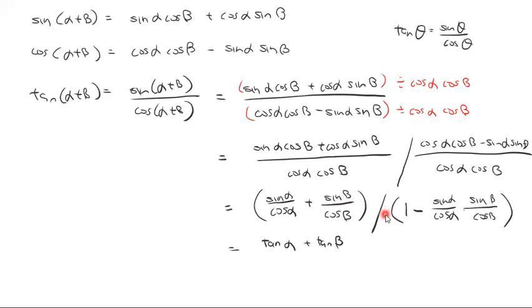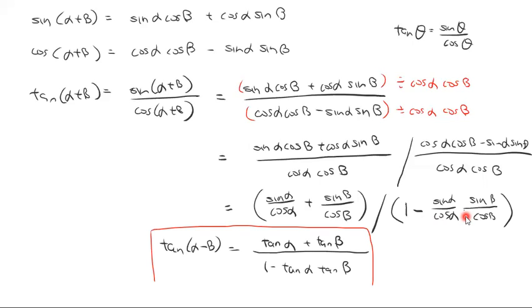I'm going to write this horizontally now. And that's just 1 minus tan alpha tan beta. And that is tan of alpha minus beta. Wow. Okay. Now I'm just showing you that so you kind of know what you can do with your trig identities and so on.